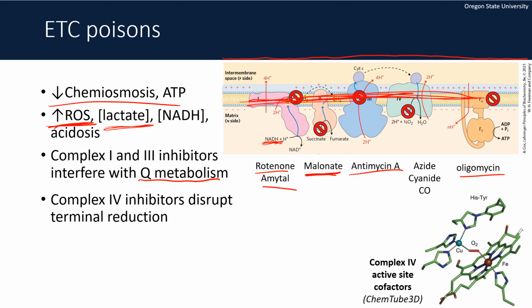Oligomycin is a really sneaky compound. It's going to physically clog the half channels of ATP synthase. So it doesn't matter if we have functional proton pumps, none of them are going through ATP synthase anymore to churn the gears for rotational catalysis, which means no ATP gets made. And lastly, I want to talk about the complex 4 inhibitors, azide.